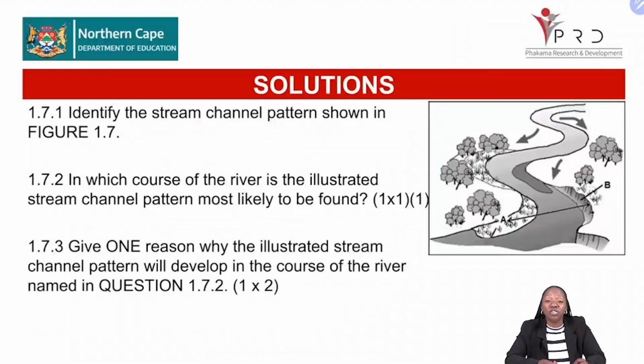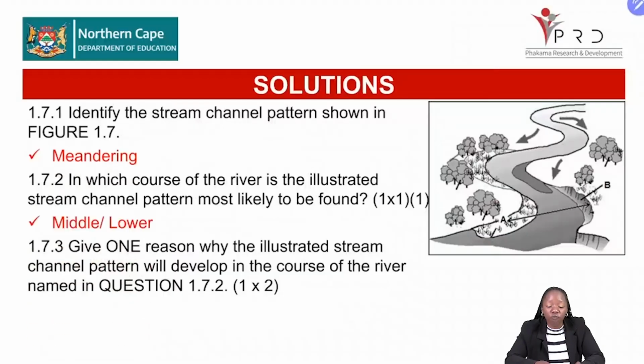Likewise, please make sure that you are marking your work as we are doing the corrections. The first question, you were supposed to identify the stream channel pattern shown in figure 1.1. As I've already mentioned, you can see that this river is meandering. So it's meandering.